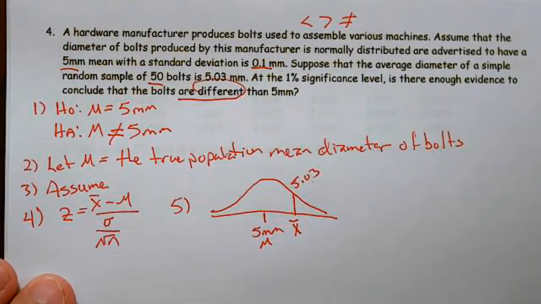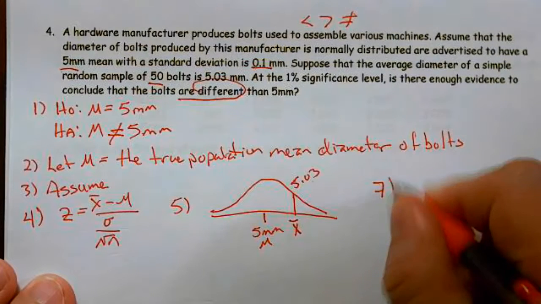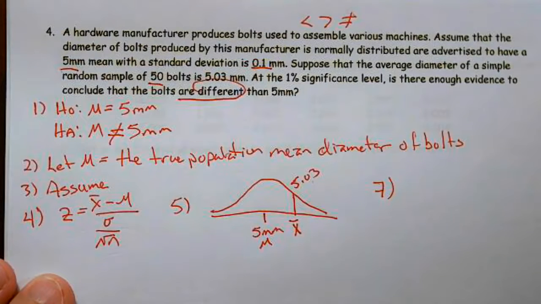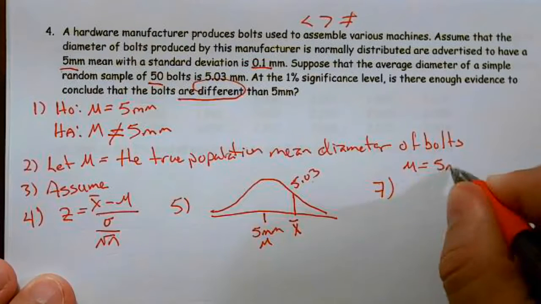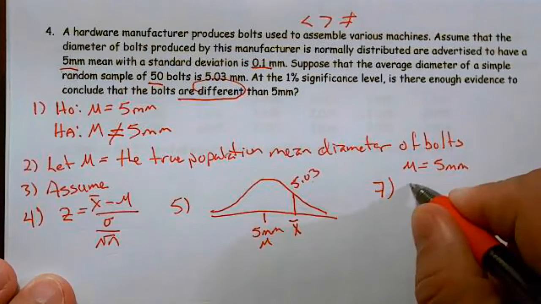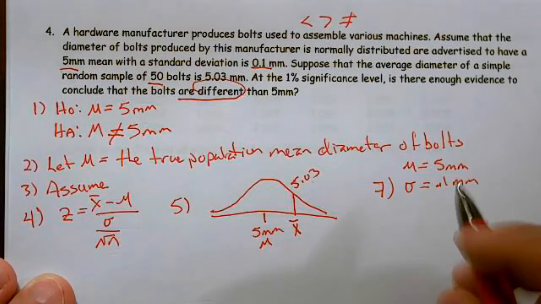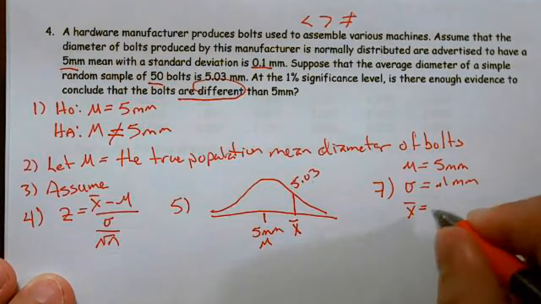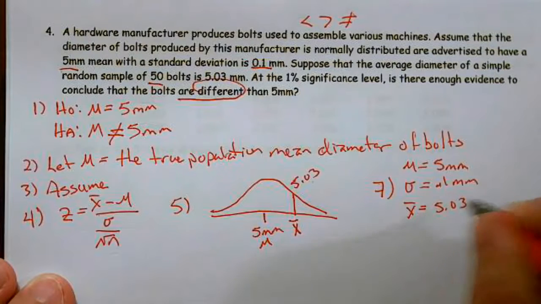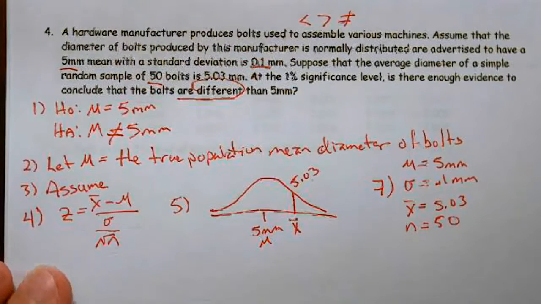The next thing says enter the data, if given. We didn't have any data, so then we need to make a list of all of our inputs. So we have a mean equal to 5 millimeters because that's what the claim is. We have a standard deviation of 0.1 millimeters. We have an x bar equal to 5.03. And we have a sample size of 50. Okay, so now we've done that.